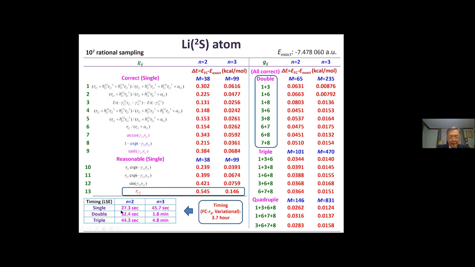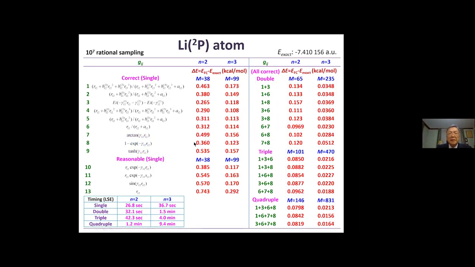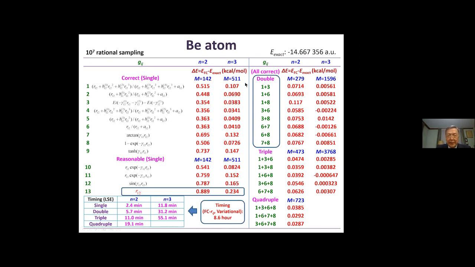But the timing: our calculation took only 45 seconds for single, or up to 2 minutes, 5 minutes. But the variational method takes 3.7 hours, so much faster. This is for beryllium. I'm sorry, this is similar. This is beryllium. And again, the worst result comes from R12, and the others are nicer than this result. And this is n equal 2. And when you use a double set, you can improve this to this and this to that. And the timing is like this.